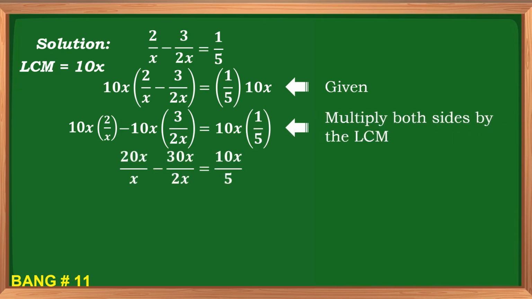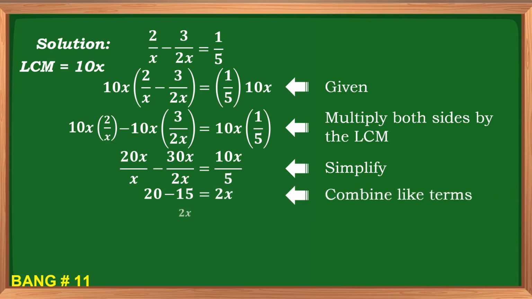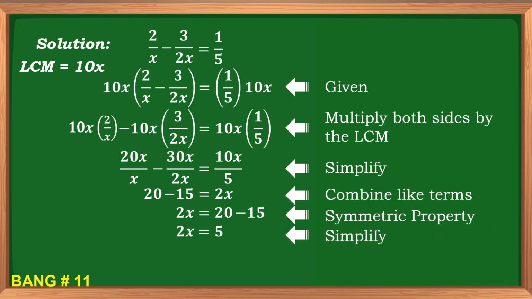Then you simplify, and that will give you 20x over x is equal to 20, 30x over 2x will give you 15, and 10x over 5 will give you 2x. And this shows 2x is equal to 20 minus 15. Then you simplify, and that will give you 2x is equal to 5. So the value of x is 5 over 2. And that's your final answer.